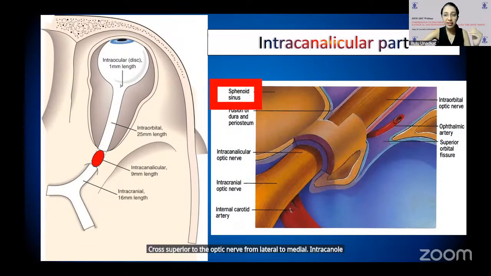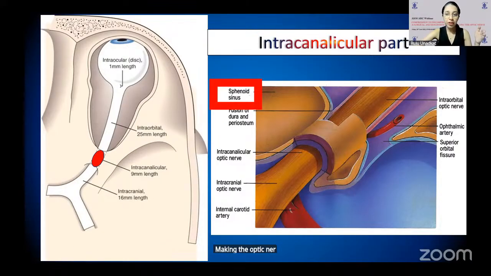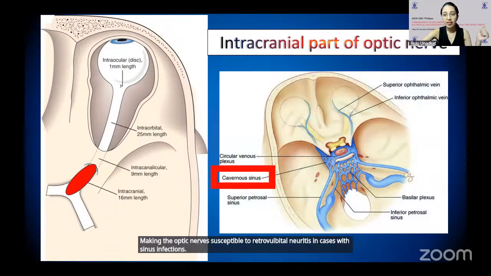Intracanalicular part of optic nerve measures 9 to 10 millimeter. The optic canal is located in the lesser wing of sphenoid bone. Sphenoid and posterior ethmoidal sinuses lie medial to the optic canal, separated by thin bony lamina, making the optic nerves susceptible to retrobulbar neuritis in cases with sinus infections.